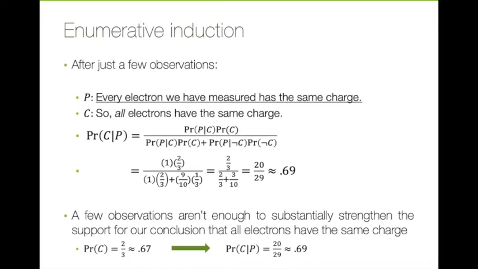So plugging in the numbers we just looked at, we get a posterior probability of the conclusion given the premises of about 0.69. Note that this isn't actually a huge improvement on our initial estimate of how likely the conclusion was to be true. So our prior probability was 0.67, and after 5 observations-ish, we get up to about 0.69. That limited number of measurements wasn't enough to provide super strong support for the conclusion.